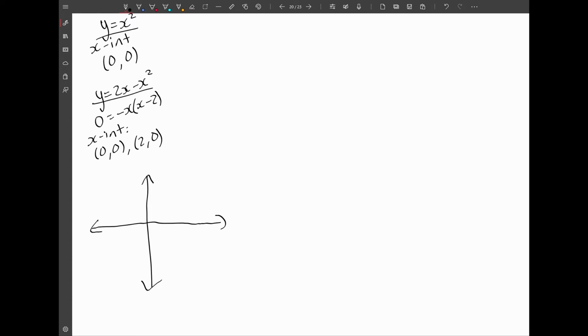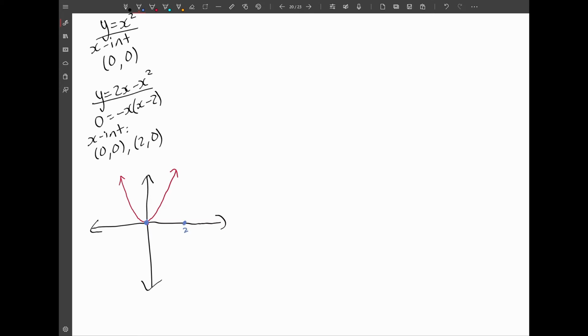So I'm going to start with my y equals x squared. That one's really nice and easy to draw. Whee! That was a terrible parabola. That is a slightly better parabola. All right, and the second one, we know it opens down because it has a negative x squared term. And we know that it has intercepts at both 0 and at 2. So here's 2.